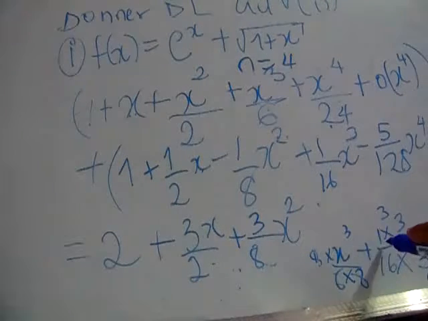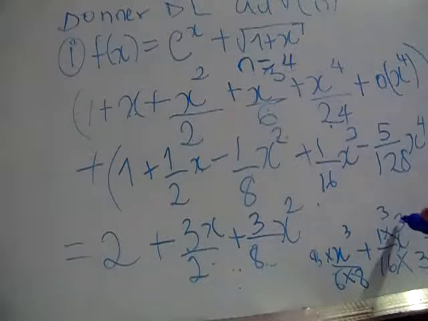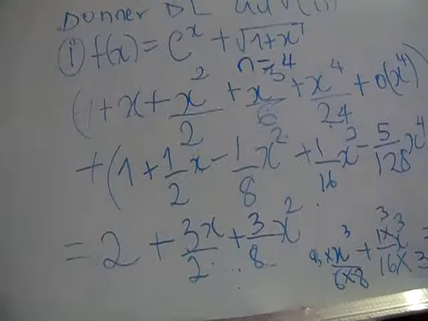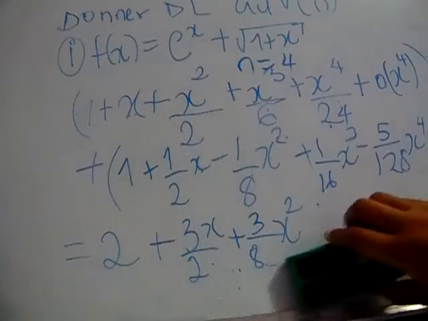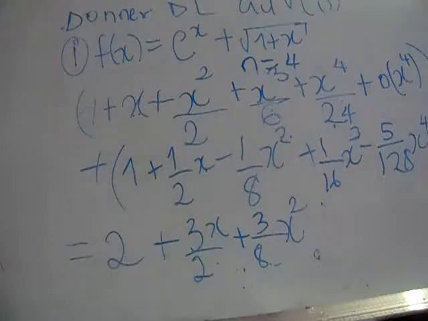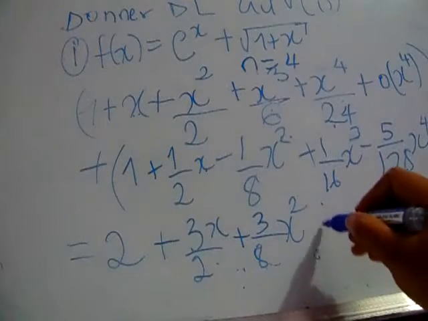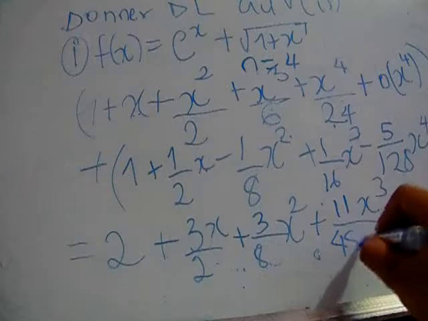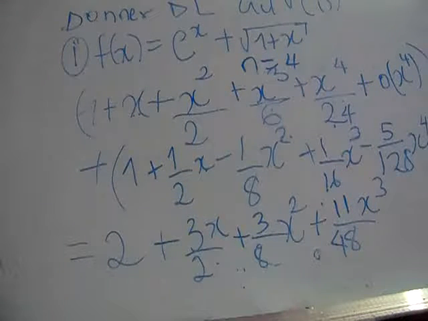And so 8x³ plus 3x³ is 11x³ over 48. So at the order of 3, we'll be having 11x³ over 48. For the order of 4, it would be the same thing.